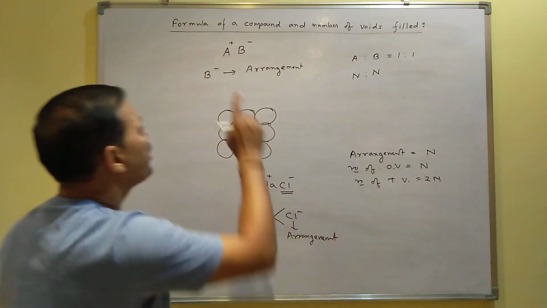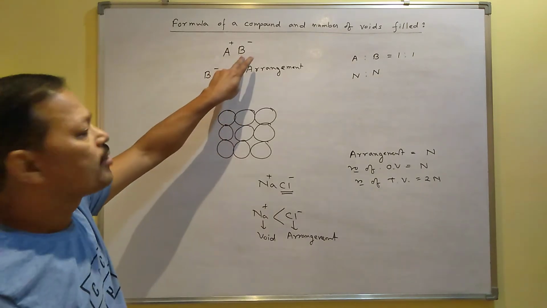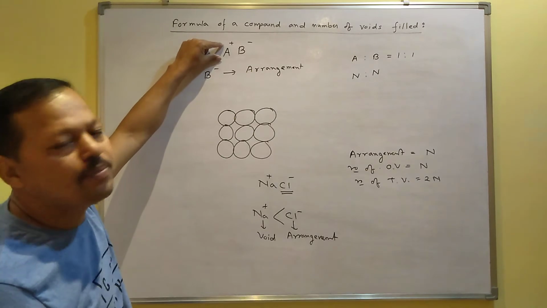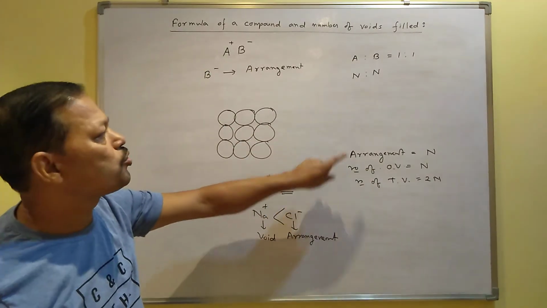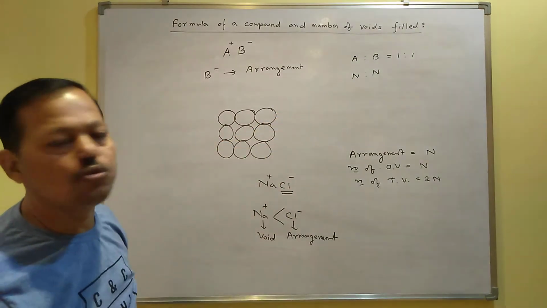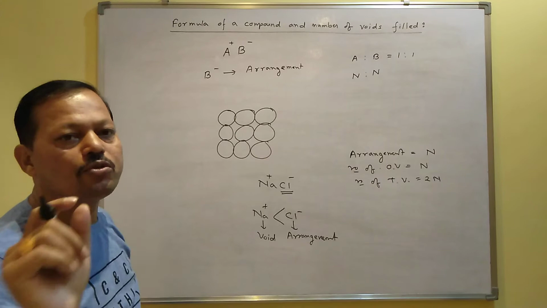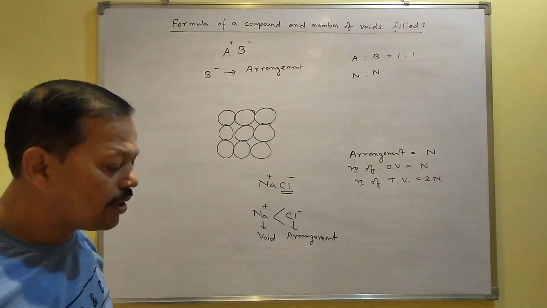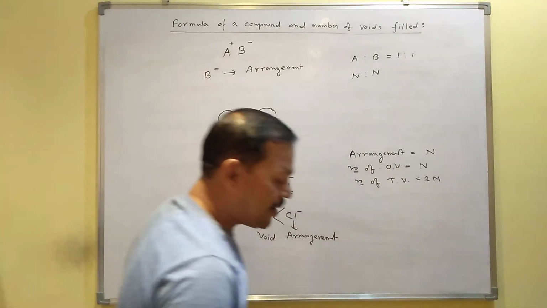That is why in this type of solid with formula AB, if the anion adopts the arrangement, the A plus ion, the cation, must be present in octahedral voids, so that you will get the ratio 1:1. So based on the formula, you can find out what type of void the ion will occupy, whether tetrahedral void or octahedral void.